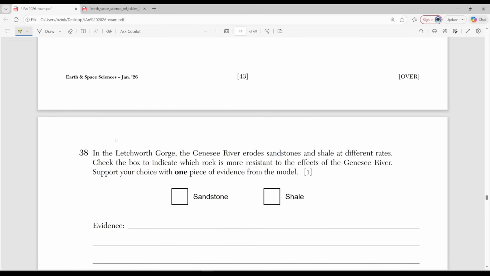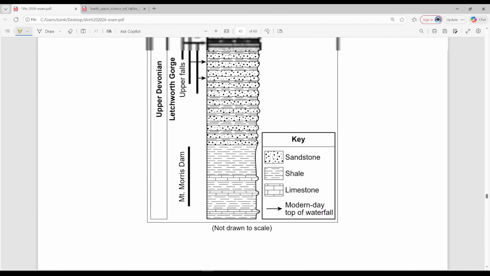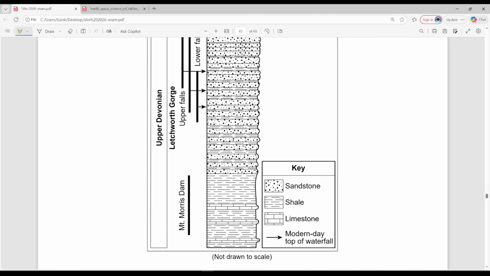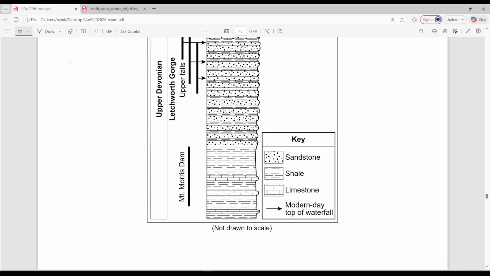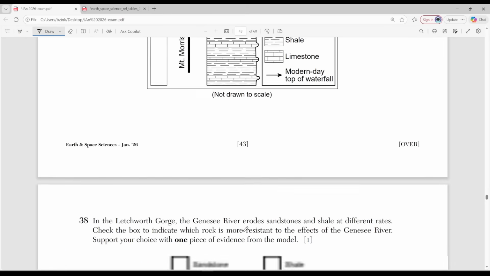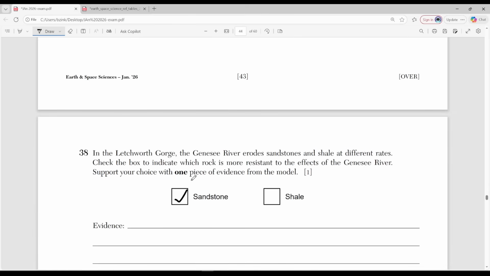Okay, let's see. In the Letchworth Gorge, the Genesee River erodes sandstone and shale at different rates. Check the box to indicate which one is more resistant, sandstone or shale. So let's see. Shale is here, sandstone's here. It looks like if you could see the sandstone, it's sticking out more on all of them. So sandstone's going to be more resistant. It's literally sticking out. This shale is back further than the sandstone.